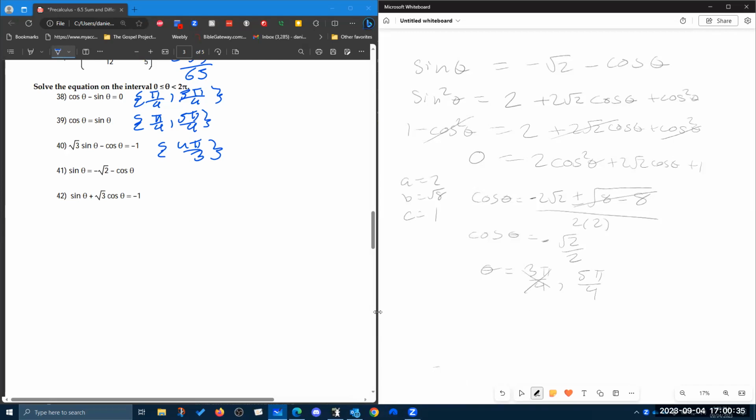Let's try 5 pi over 4. So the sine of 5 pi over 4 is a negative root 2 over 2, minus root 2. And the cosine there is also a negative root 2 over 2. 2 root 2 over 2 plus root 2 over 2. It's going to be a negative root 2 over 2. That does work. So 5 pi over 4 is my answer.